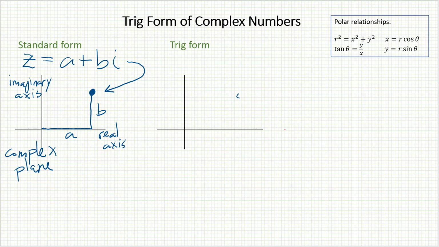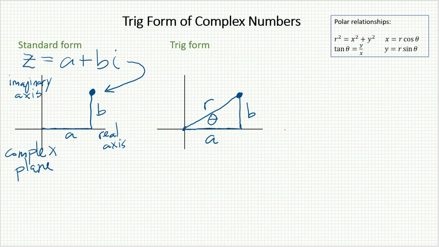I'm going to take that same number, a plus bi. I'm still in the complex plane. Well, trig form says instead of naming that number using the horizontal and vertical distances, what if we named it using r, the distance from the origin to the number itself, and theta, the angle I would rotate from the positive part of the real axis. In other words, the trig form is like having a polar form for complex numbers.